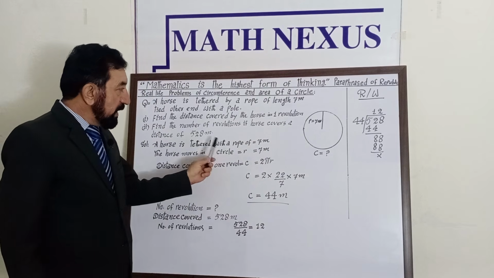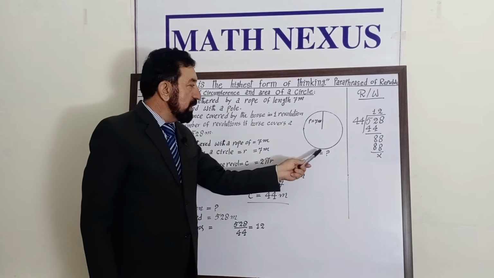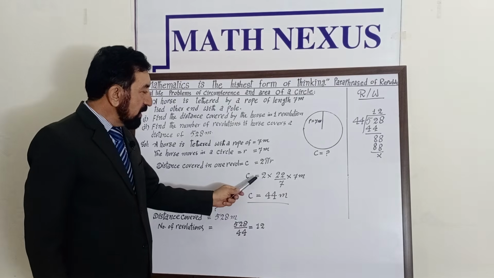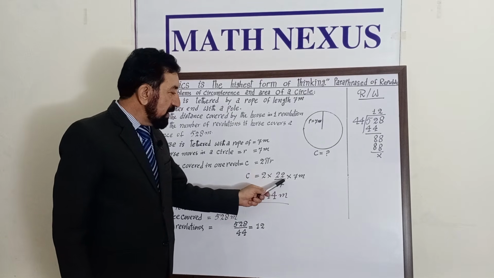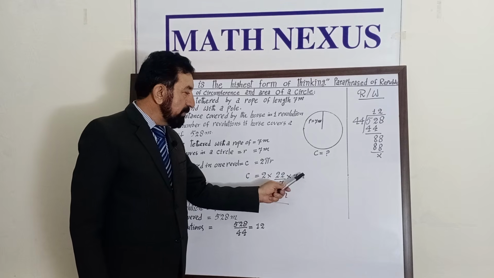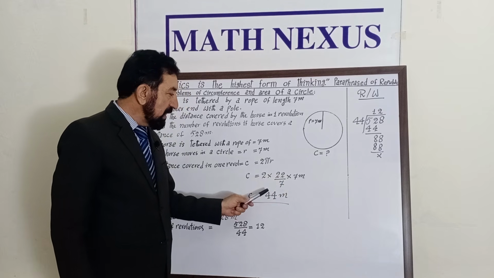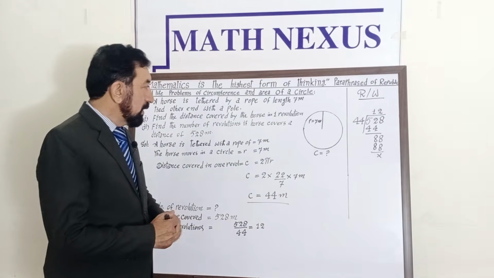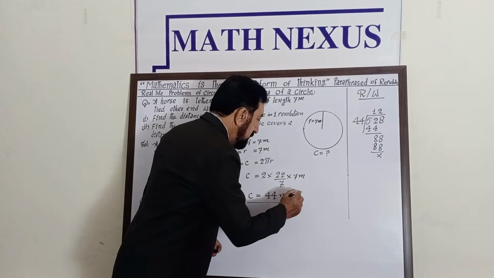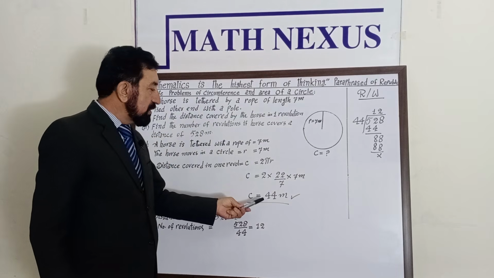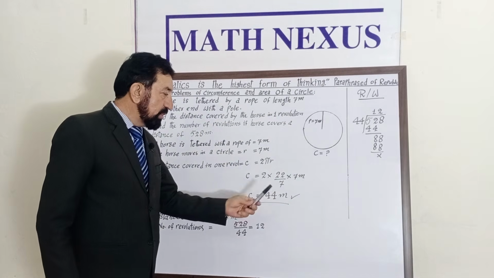Distance covered in one revolution, C equal to 2 pi r. Now putting the value of pi and r in this formula, 2 into 22 upon 7 into 7 meter, 7 cancel, 22 into 2, this is equal to 44 meter. Circumference equal to 44 meter, or the horse covered a distance of 44 meter.